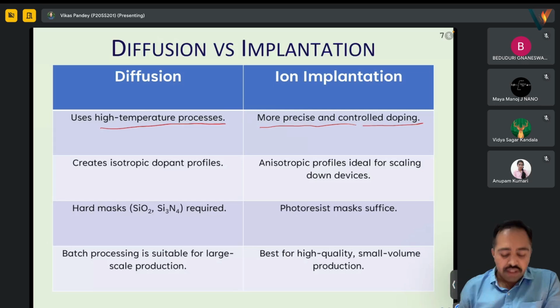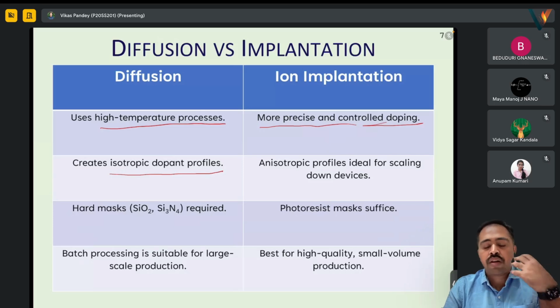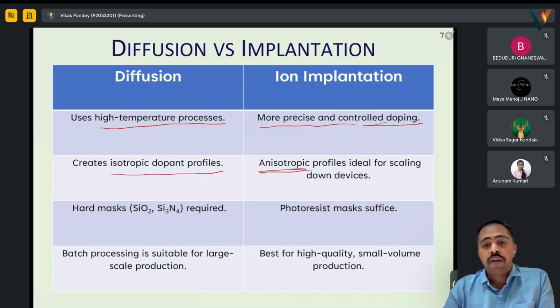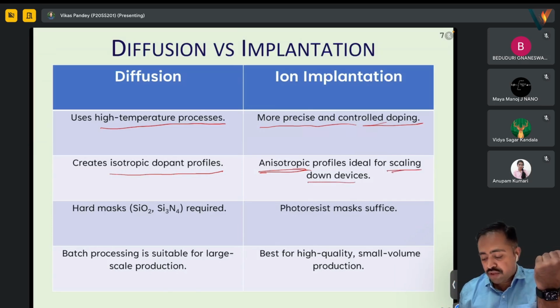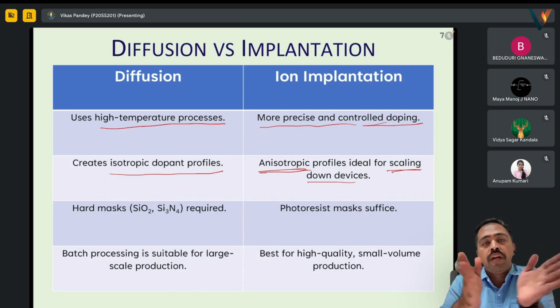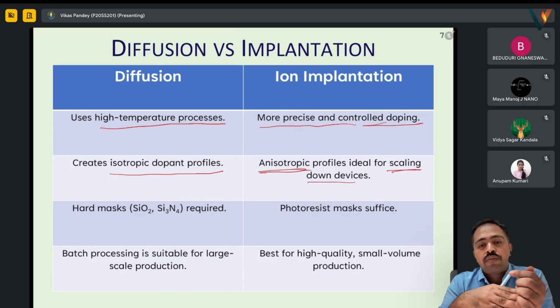In case of diffusion, it creates an isotropic dopant profile. The doping will be uniform in all directions. We are not controlling the direction of doping. Whereas in case of ion implantation, it is an anisotropic profile. And this is very useful in case of small devices. When we are scaling down the devices, going into the nanometer range, we cannot rely on diffusion because here the profile will be uniform, and we want things to be in one direction, or say two directions only, as per our need. So ion implantation will be better in that case.